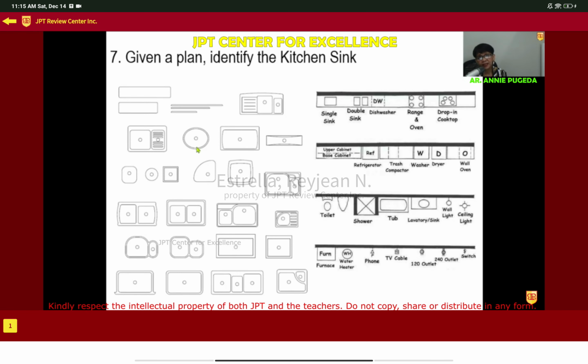Okay. So I hope you can see what a kitchen sink is. Given a plan, identify the kitchen sink. All of these are kitchen sinks. I have been telling this: the one time they provided this as an illustration, the answer they gave was triangular kitchen sink. It looks like a triangle, but it is known in its commercial term as corner kitchen sink. They put triangular in the board exam.